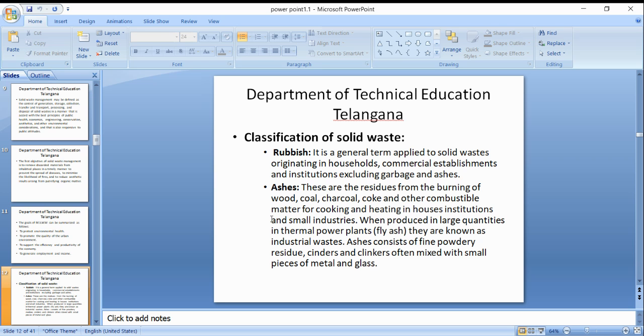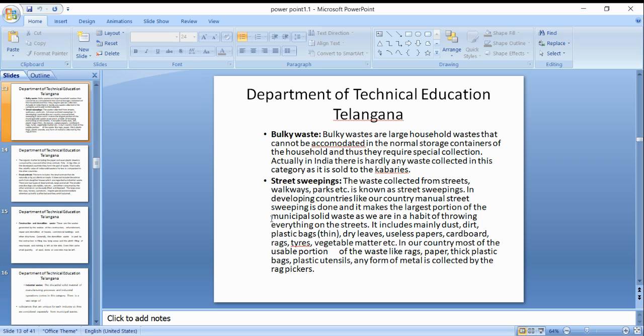So for that we have to see how those things can be reused. It can be useful for cement also; we can use it in cement preparation. When it is produced from the thermal power plants, it is used for power generation also. So they are known as industrial waste. Ash is the fine powder residue.